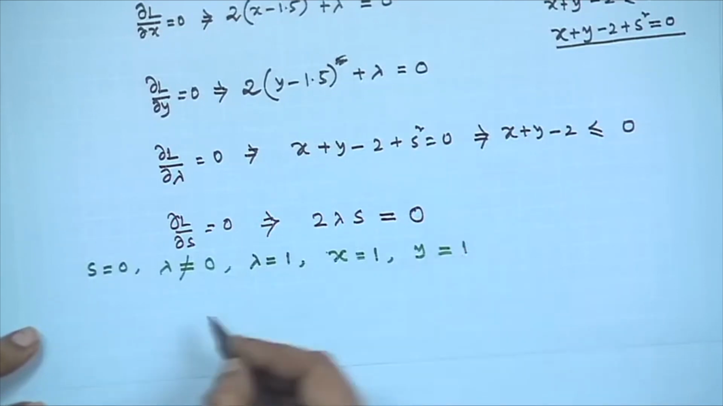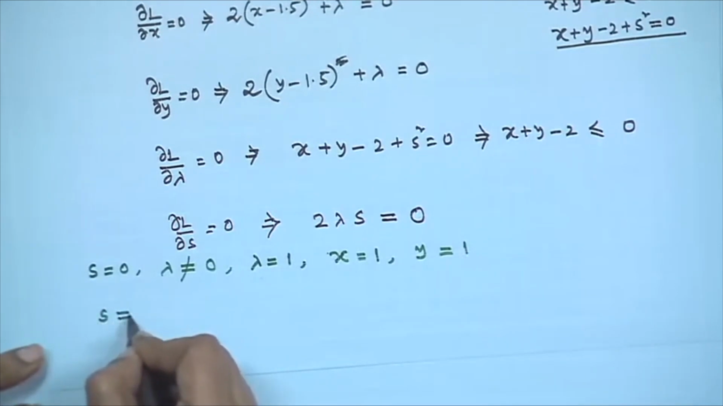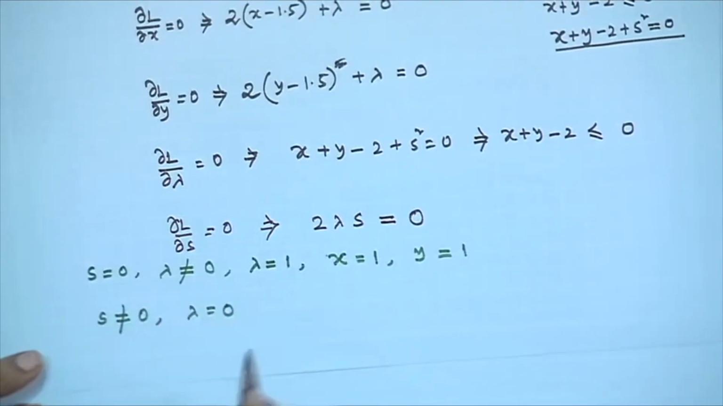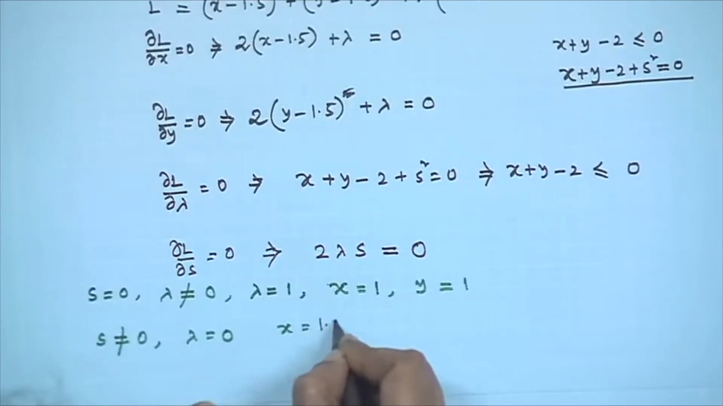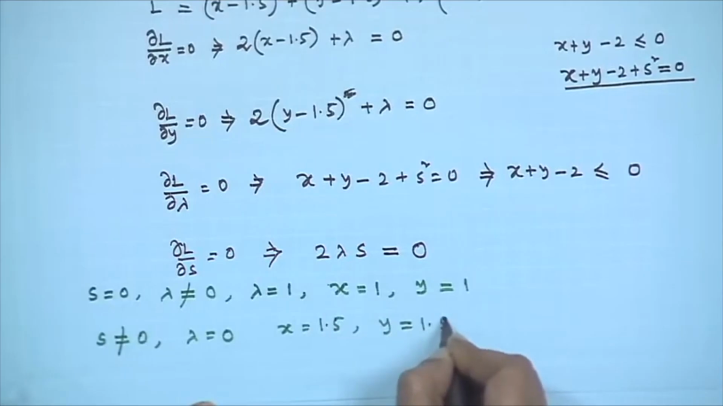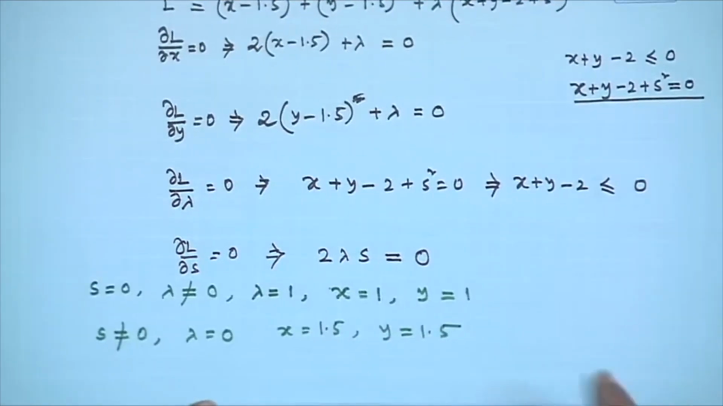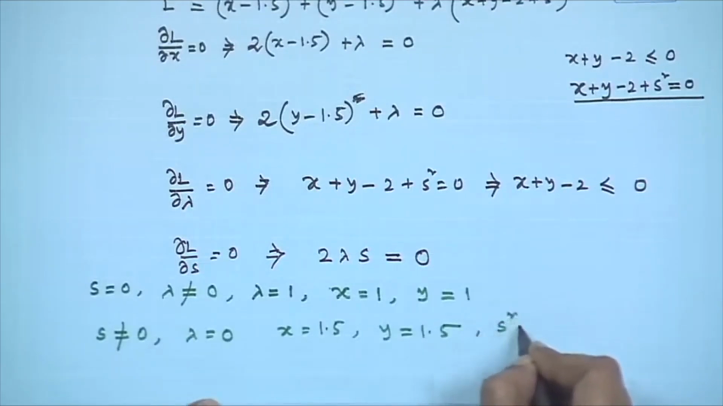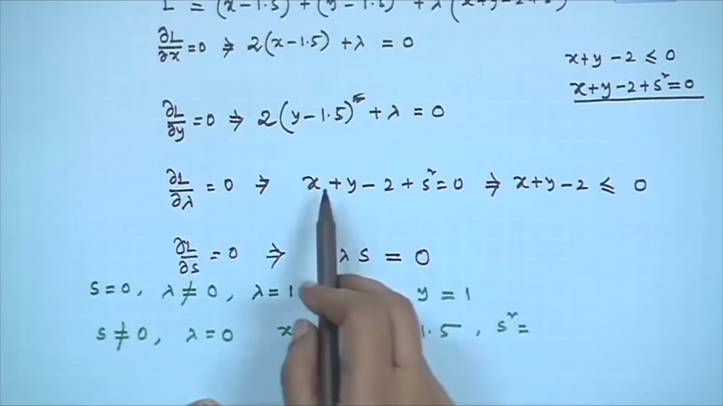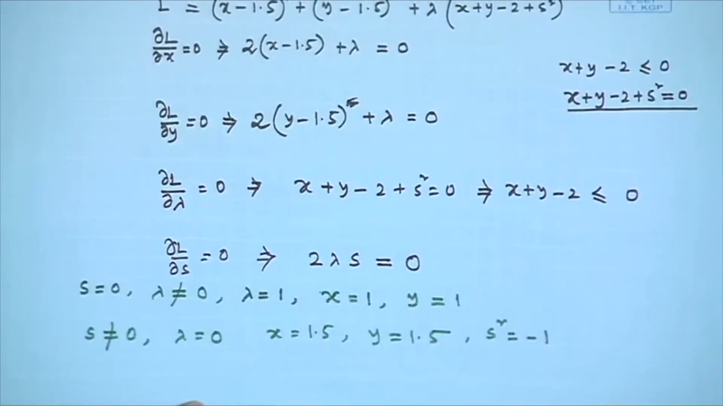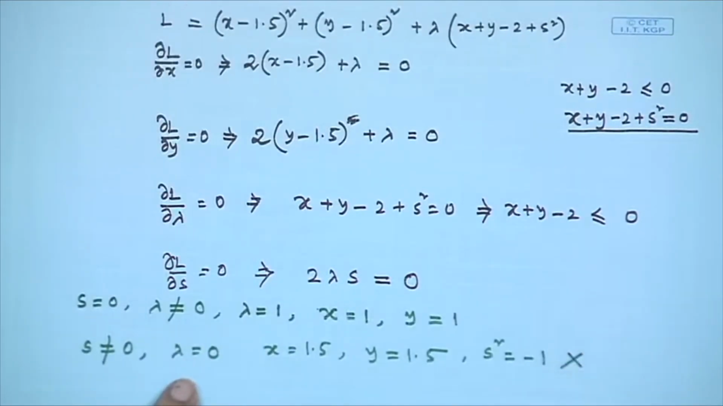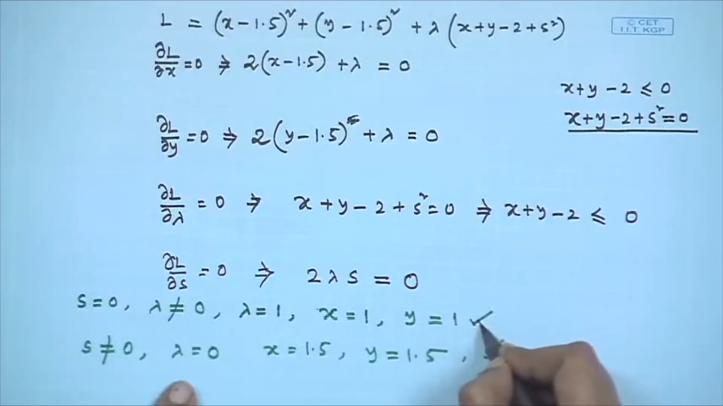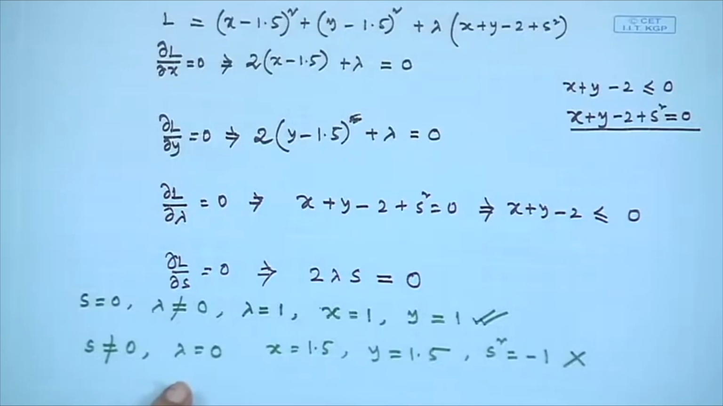Now let me consider the other case, that s is not equal to 0, but lambda equal to 0. If we consider lambda equal to 0 in the first equations, then we will get x equal to 1.5 and y equal to 1.5. All right. But you see, what else will we get? We will get the value of s square: if we substitute here, 3 minus 2 s square is equal to minus 1. Now from here we can say that this is not a feasible point, because s square must be positive, as we know. Then the only optimal solution is this one, x equal to 1 and y equal to 1.